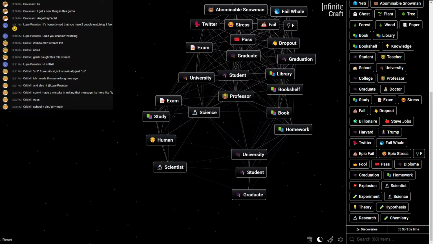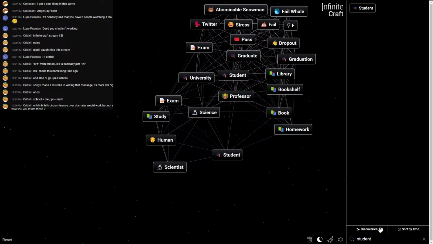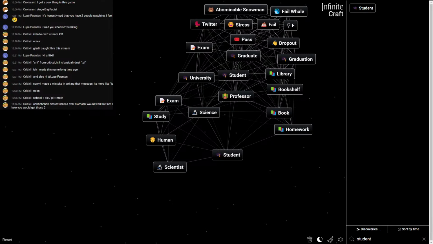Okay. Student. Let me just clean up the board. Circumference over diameter will work. It's like the issue with getting the math concepts is that you already need to have some math ideas in order to get them. But in order to get the math ideas, you need to have math or have gotten to them some other way. So it's a bit of a roundabout way.